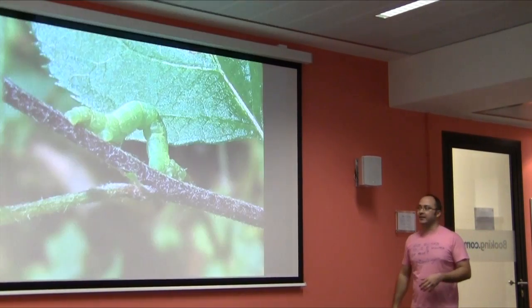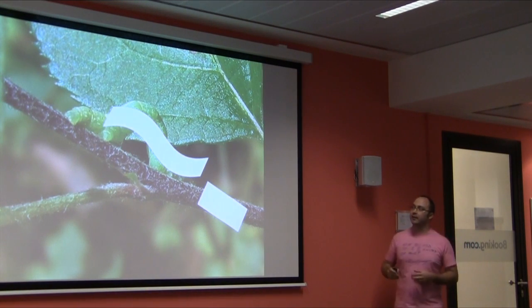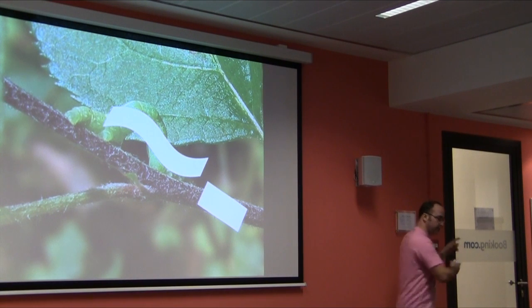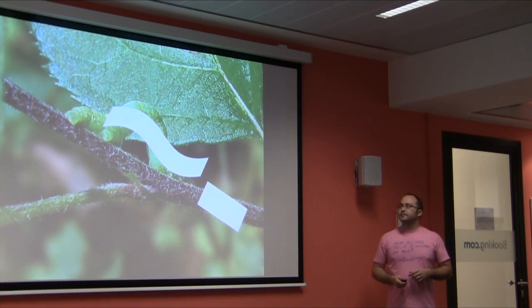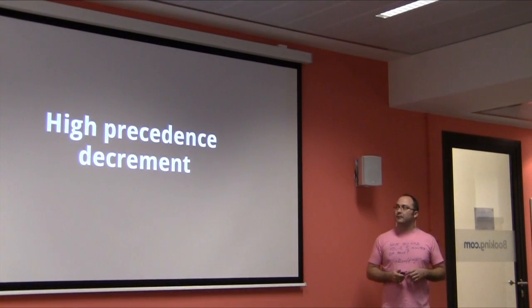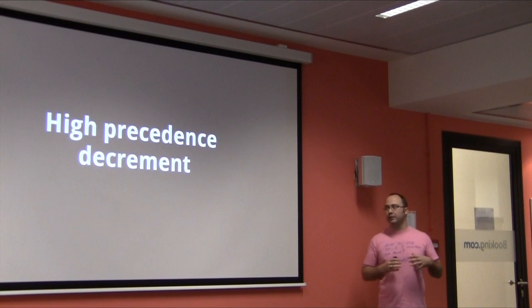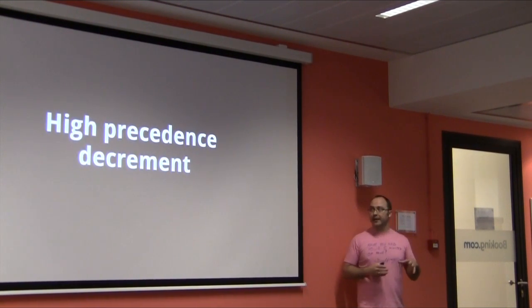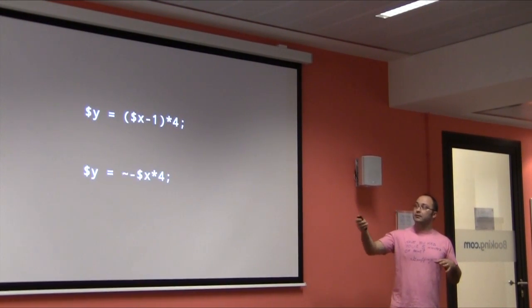Okay, inchworm and a stick, because we love the tilde. So that's inchworm and a stick. It's actually looking backwards, because, you know, you run this way, in the west at least. So this is a high precedence decrement that's abusing the two's complement math. So instead of writing this, you could write this.